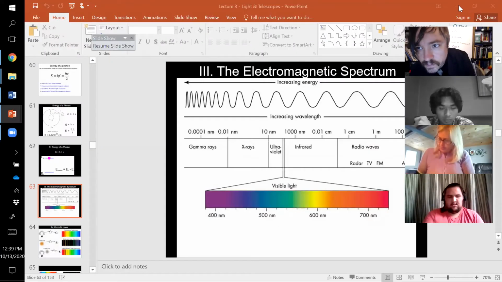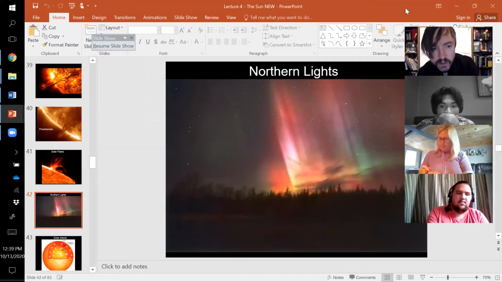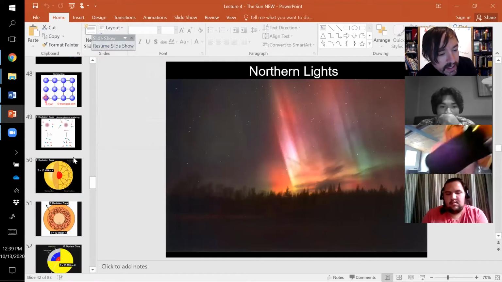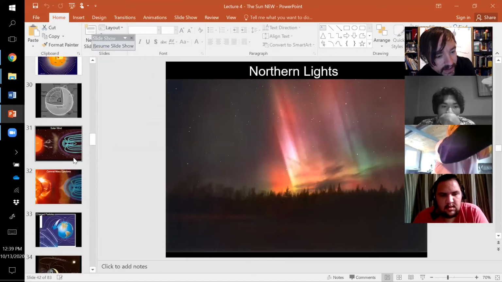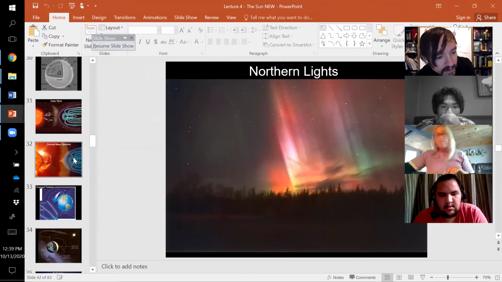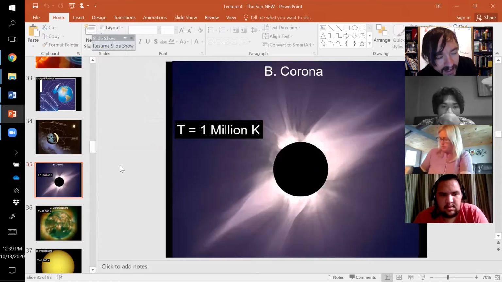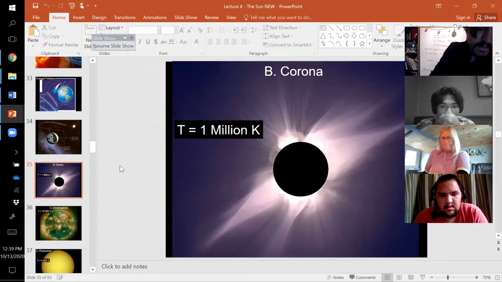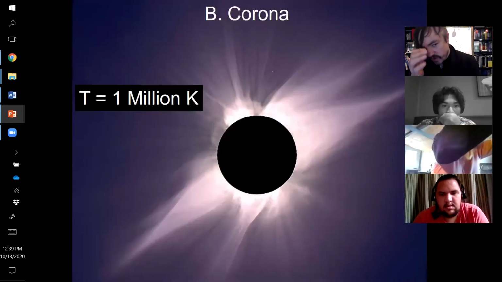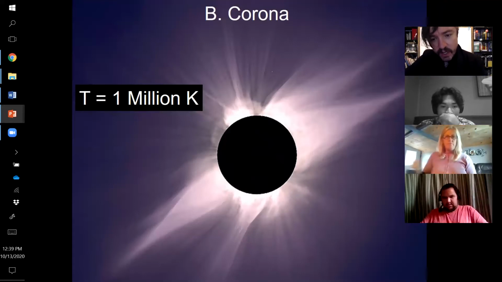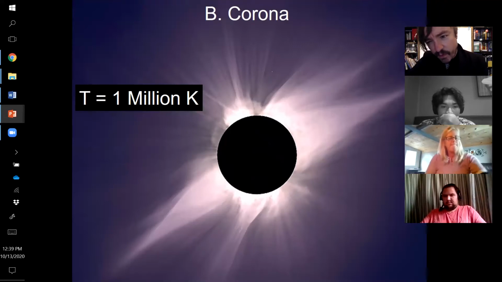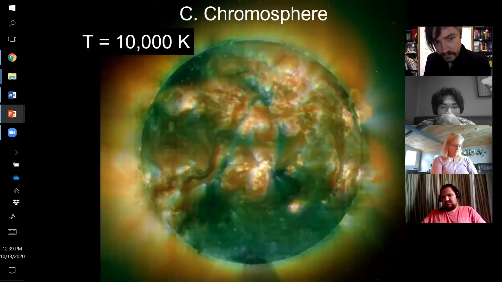Let's do that. Weirdly, the first picture that I have of the corona is actually in visible light. The corona might give off principally X-rays, but it's so bloody hot that it actually glows at visible wavelengths as well. So there's a picture of the corona in visible light seen during an eclipse. Notice that the wispy corona extends many solar radii out, but that it's not uniform. It's kind of patchy and wispy.